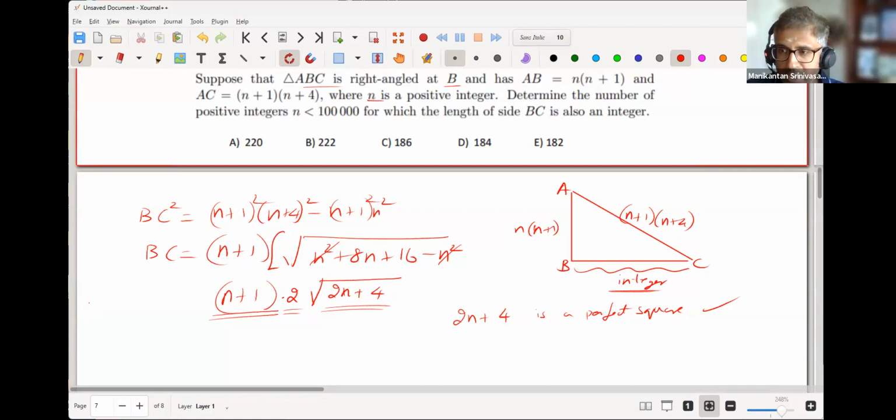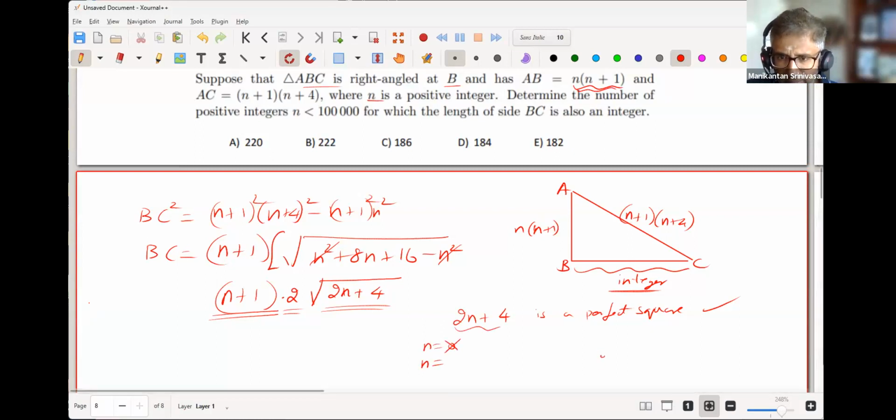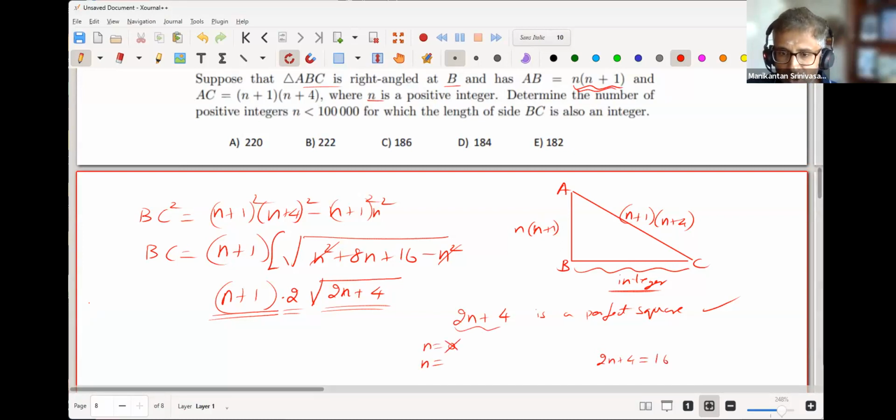Always check in the initial stages. For example, if you had allowed n to be 0, then AB would have been 0, which would be meaningless. So we can start with the next perfect square, 16. If 2n+4 is 16, then n is 6.